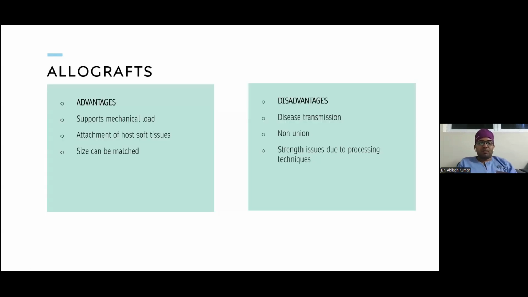Next, we talk about allografts. Now, the advantages of allografts is it can support mechanical load. You can reattach the soft tissues, and the size can usually be matched to the defect which we've already excised. Now, the disadvantages are disease transmission. You can get non-union and strength issues because these allografts are usually processed. So although they are mechanically strong, it is not as strong as the patient's original bone.